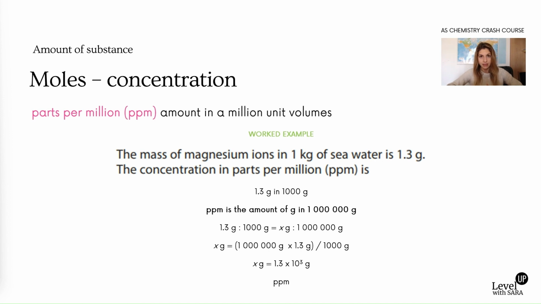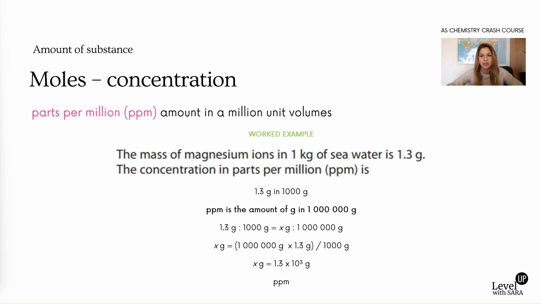It could be mass in mass. It could be volume in volume. Depends. Let's look at this example. The mass of magnesium ions in 1 kilogram of seawater is 1.3 grams. What's the concentration in parts per million? Think about what million means. That's what I want you to think. It's parts in 1 million.